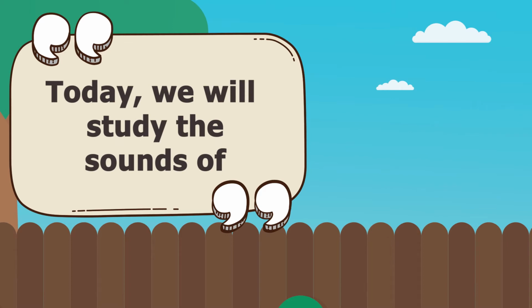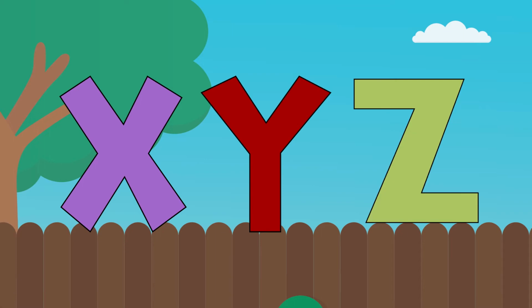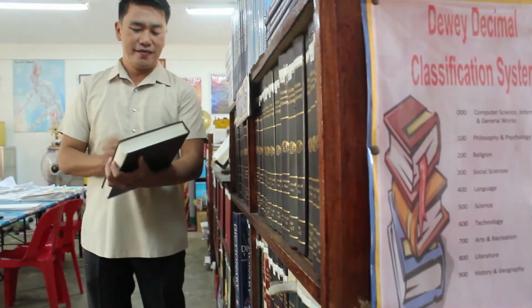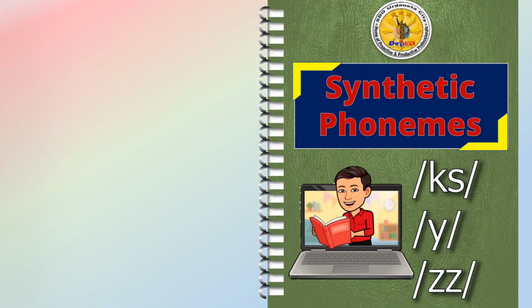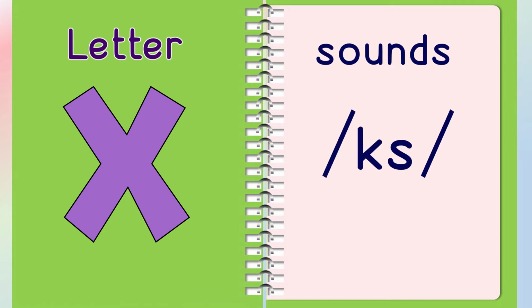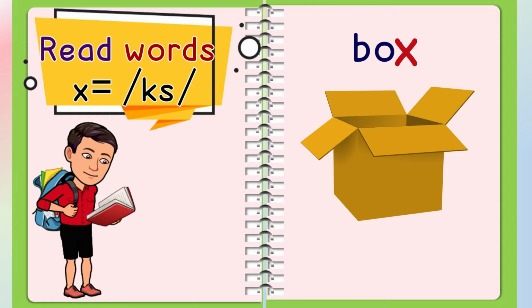Today, we will be studying the sounds of the last three letters in the alphabet. The letters X, Y, and Z. Let's start with letter X. X sounds like X. Again, X, X, X. Letter X. Here are examples of words with letter X sounds as X, X.